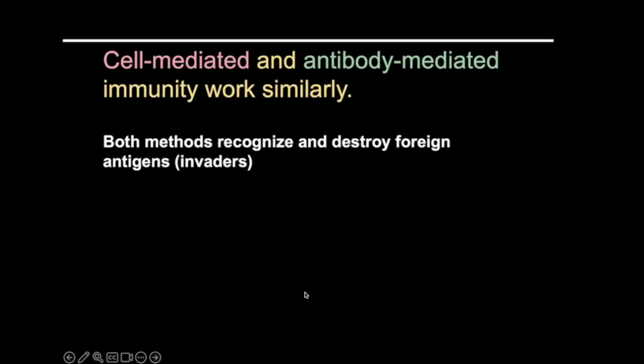Now we're going to talk about two types of immunity. One is cell-mediated and one is called antibody-mediated. I think the antibody-mediated is also called humoral. They work similarly. Both types of immunity recognize and destroy foreign antigens or invaders. So they basically do the same job, they just do it a little bit differently. This is pretty much going to be test bait for you, so we're going to try to make this as simple as possible.